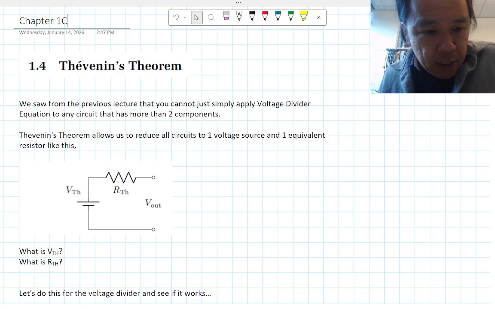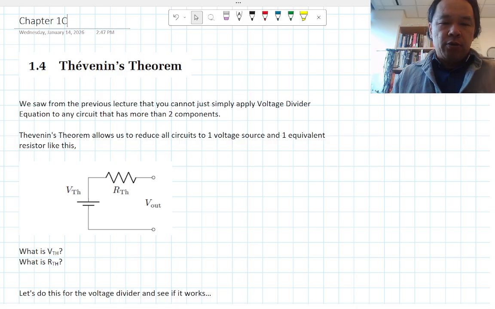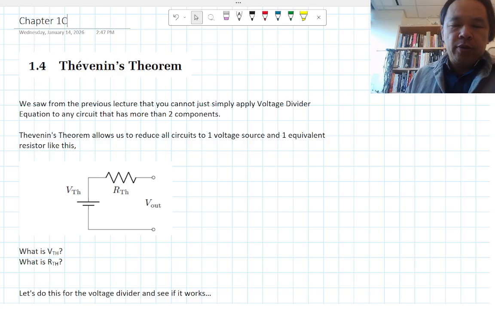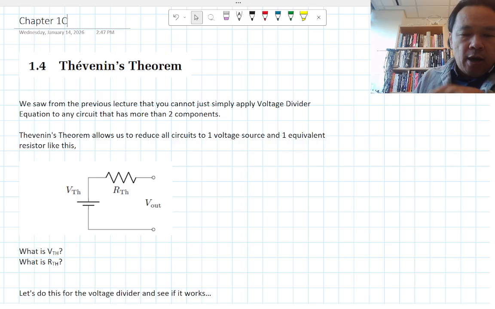But the thing we actually want to really get you guys to understand now is simplifying circuits. So we've already done this thing where we have resistors in series, right? We can have an equivalent resistance, and resistors in parallel, we can have an equivalent resistance. And now Thevenin's theorem actually covers any components, not just resistors.